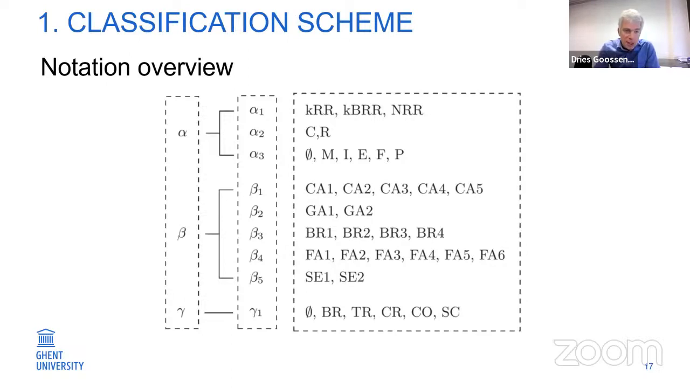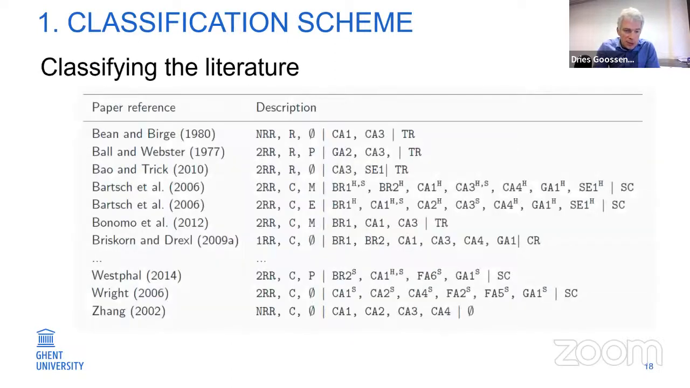Okay, now with this classification scheme, we went to look at the literature, and we went over all the papers there and labeled the problem that they describe with this classification scheme. So as you can see, for instance, this paper by Bao and Trick has a double round robin tournament with a relaxed timetable, no particular symmetry, and it has constraints of the type CA3 and SE1, and the TR objective function. So we did that for basically everything we could find in the literature.